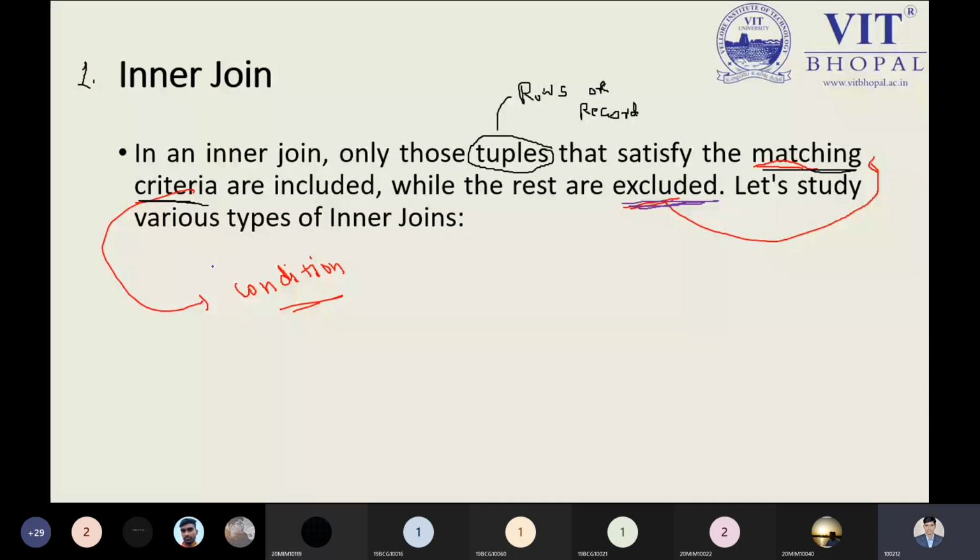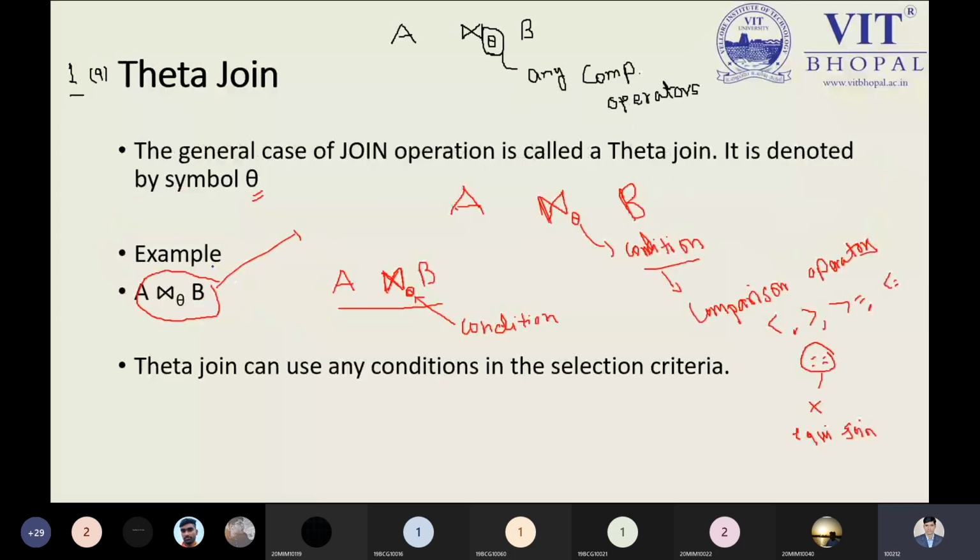Yes, sir. Okay. So this was our example. Now this example is clear. Theta join is clear.